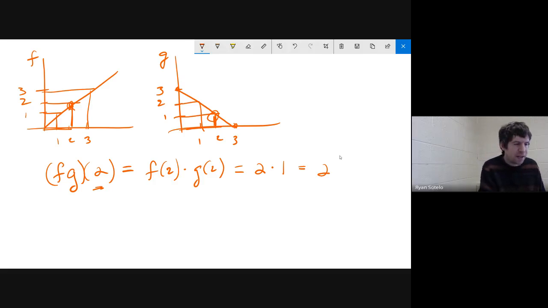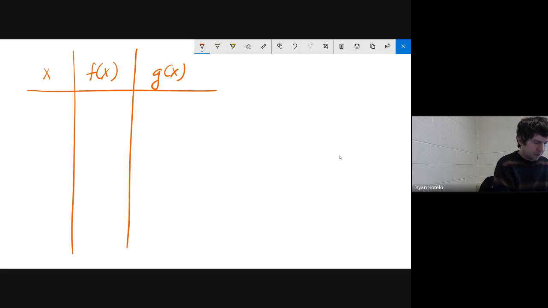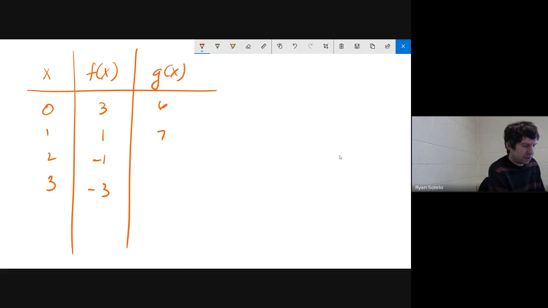Okay. Last type of question. You may have a table. So here's an input, x. Here's the function f of x. And here's the function g of x. So you have a table. And let's say this function is like 3, 1, minus 1, minus 3. And this function is 6, 7, 8, 9, or something like that.